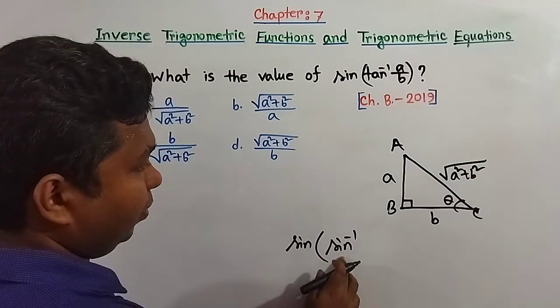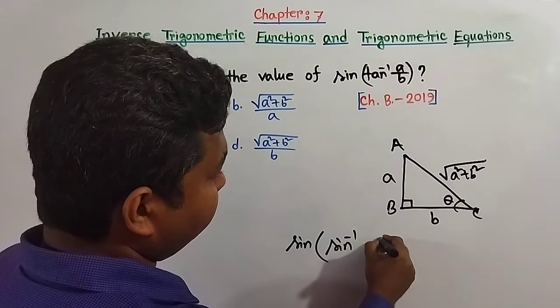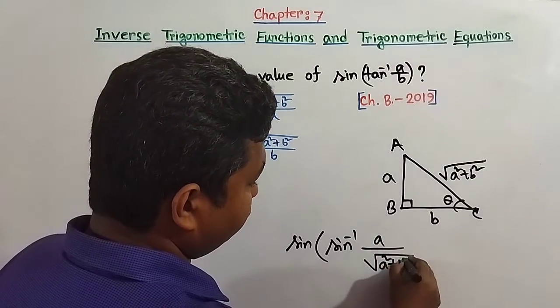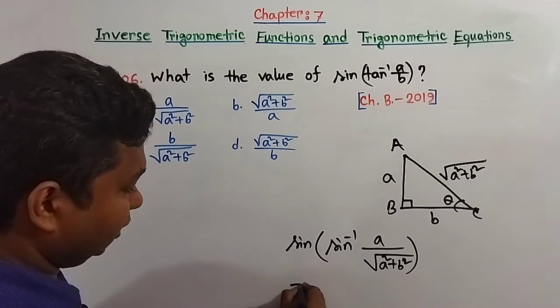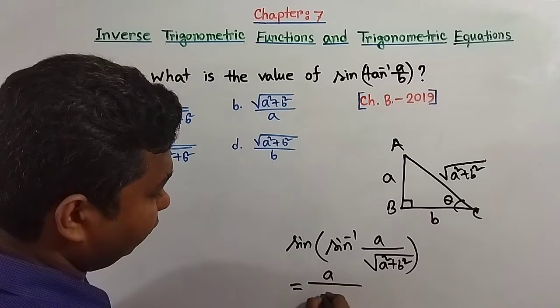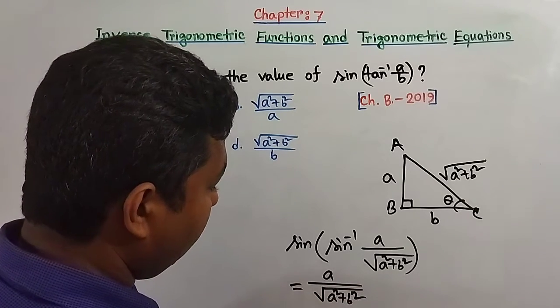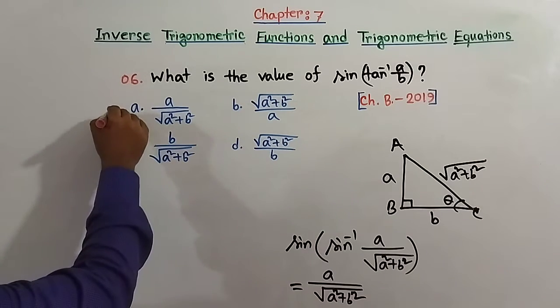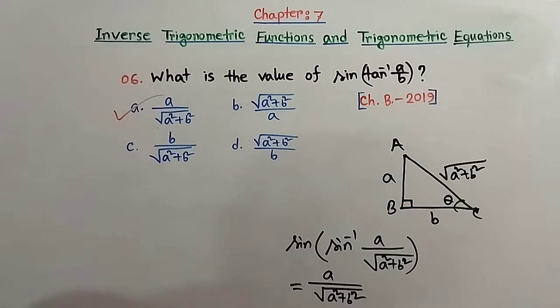So sine inverse of perpendicular by hypotenuse, that is a by root a square plus b square. Then sine and sine inverse will be cancelled, then we will get a divided by root a square plus b square. So our required answer is option A, that is a by root a square plus b square.